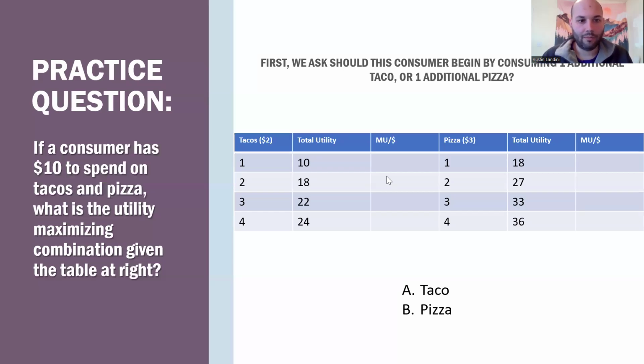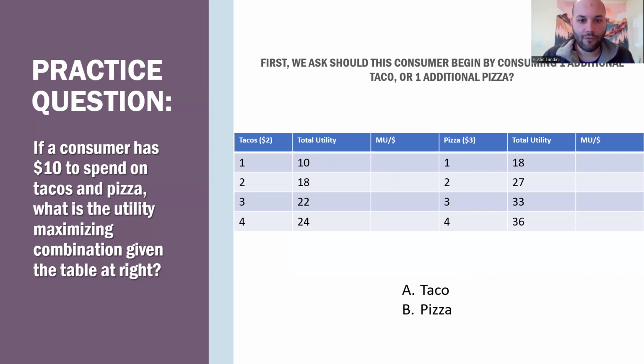Well, here's an example problem in practice. A consumer has $10 to spend on tacos and pizza. Tacos cost $2 and pizza costs $3. We also have this consumer's total utility from consuming tacos or pizza listed.